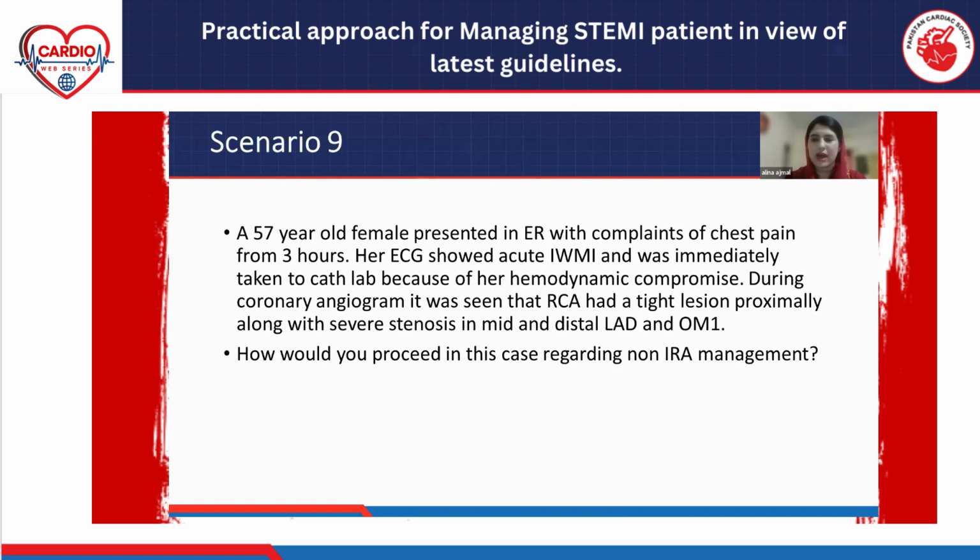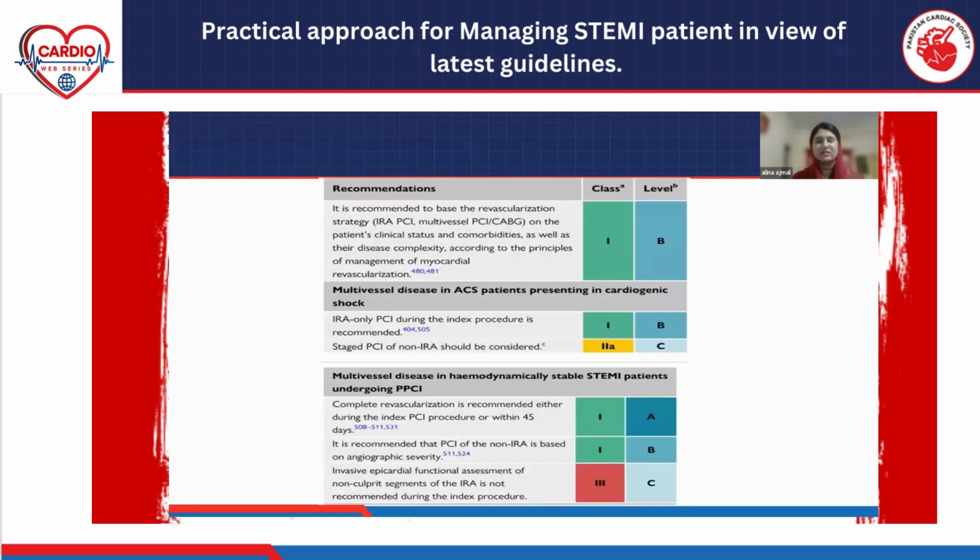Non-IRA management, non-infarct-related artery. So we have the scenario. This is a very common scenario, and we deal with it in every cath lab. The patient has hemodynamic compromise, MI, and needs the artery opened. And when we do the coronary angiogram, all three vessels have severe stenosis. How do you proceed in such cases? This is the answer.